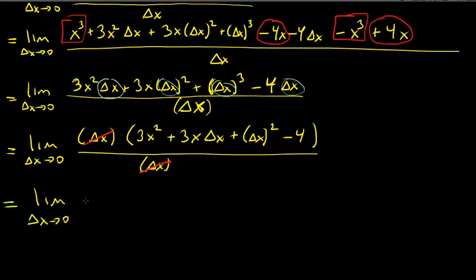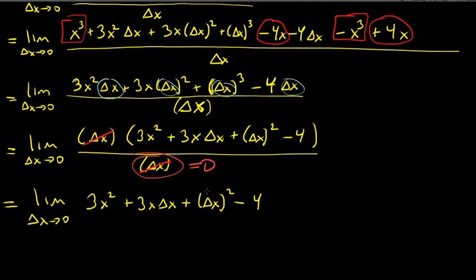So now to take the limit, what do we have? We have 3x squared plus 3x delta x plus delta x squared minus 4. Again, all of this algebra was to get rid of that pesky denominator, because up until that point, we would be dividing by 0 as delta x approaches 0. But now the denominator is 1, which is not 0. So now there's no problem here.